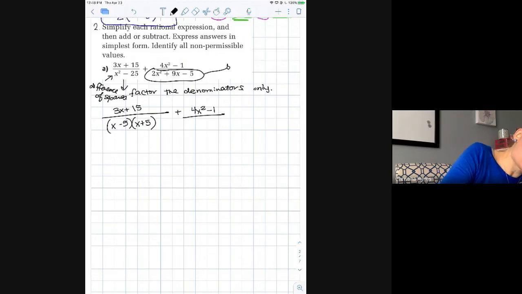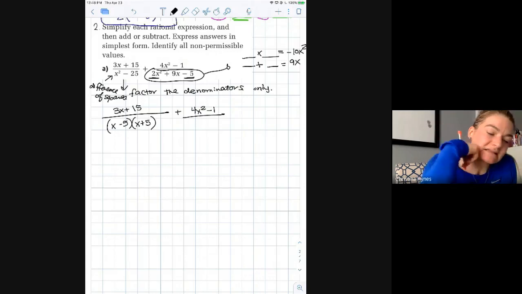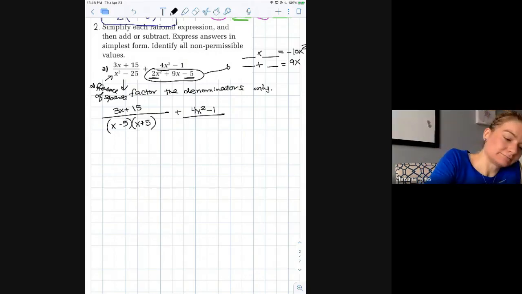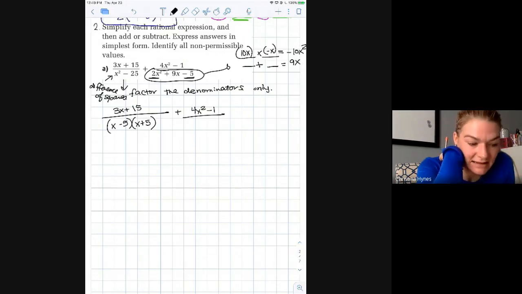So to factor that, we need to find 2 numbers that multiply to 2 and negative 5, so that'll be negative 10x squared, and they have to add up to 9x. So the numbers that would work would be, let's see, positive 10 and negative 1. Okay, so those are the 2 numbers. If I multiply them, I get negative 10x squared, and if I add them together, I get 9x.